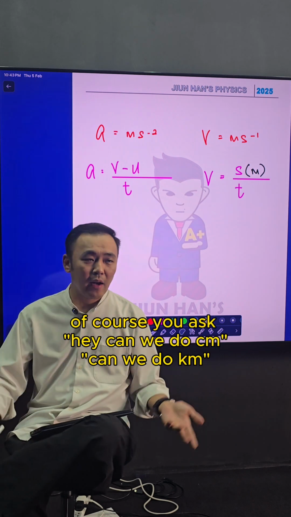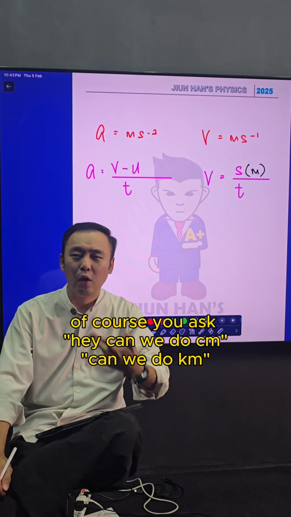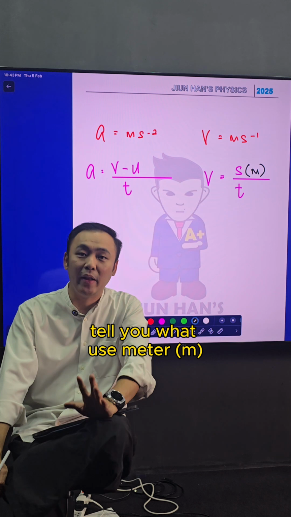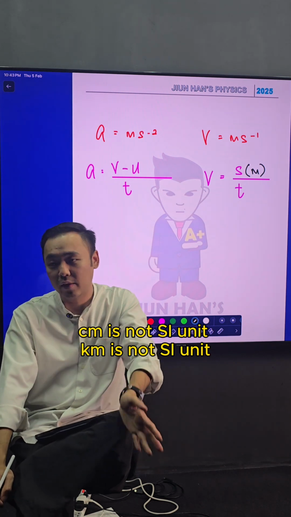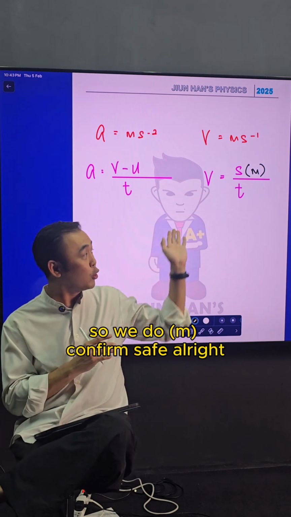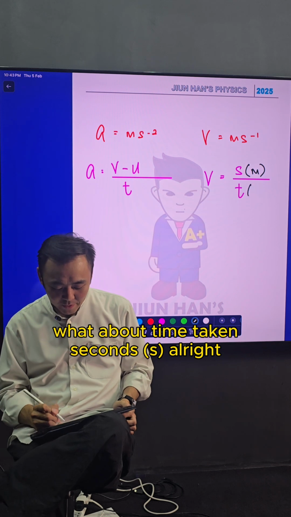Okay, meter. Of course you ask, hey, can we do cm? Can we do km? Not to say cannot, but let me tell you one thing. In exam, you want to be 100% safe, right? Tell you what, use meter. Cm is not SI unit. Km is not SI unit. SI unit means the international standard one. So we do meter, confirm safe. Alright? Now what about time taken?